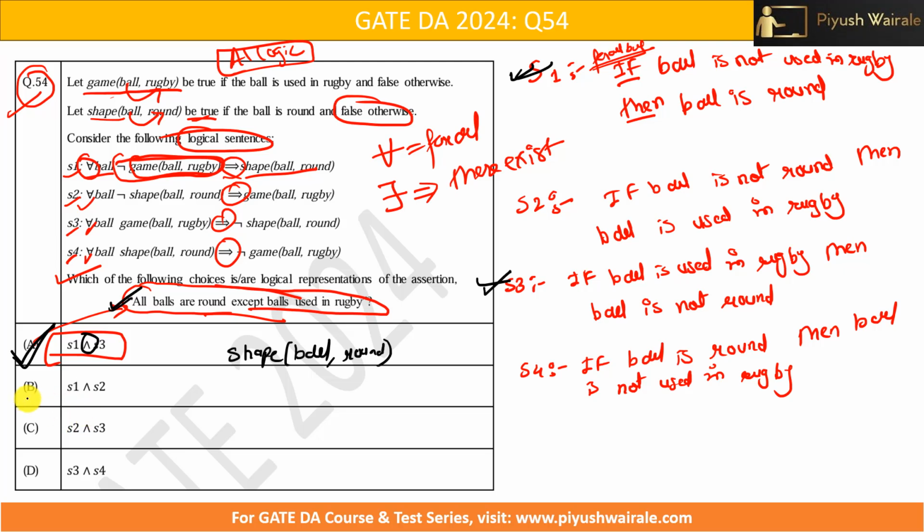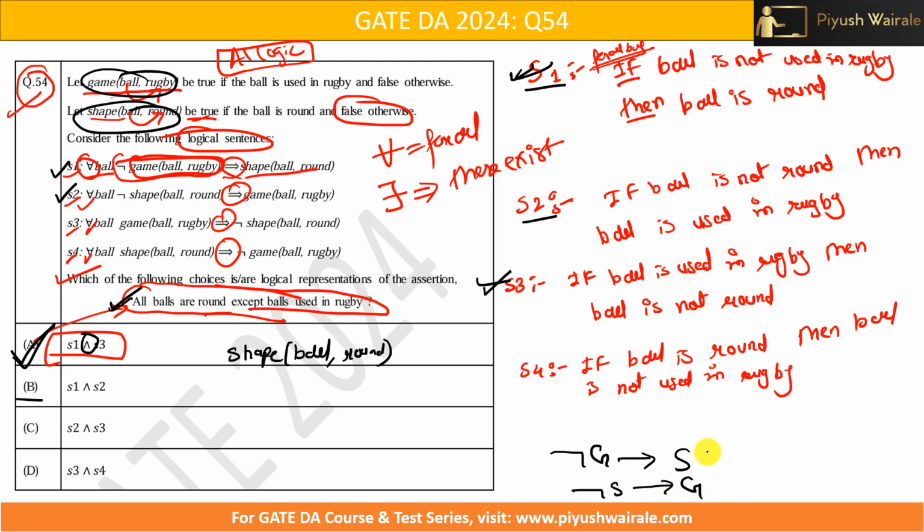Okay. Now what about option number B, S1 and S2? Now if I combine S1 and S2, will I get the required thing? Let's see here. If ball is not used in rugby, then ball is round. Also if the ball is not round, then the ball is used in rugby. No, right? Now if you observe this S1 and S2, I can write this like this. Let's say this entire thing is G, this entire thing is S. Okay. So negation of G implies S, and here you can see in the second statement, negation of S implies G. Now I am combining these two.